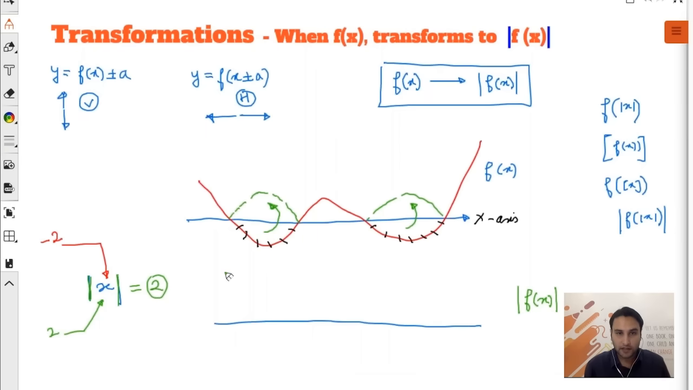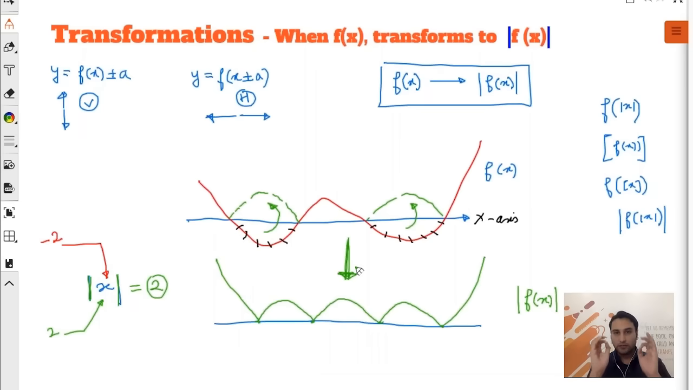How will it look? The positive portion will remain as it is. The negative portion will have jumped up and become positive. Positive remains as it is. Negative again jumped up. Positive remains positive. So actually this is the graph of mod f(x). Super simple. What do you have to do? Just make the graph, wherever the graph is below the x-axis, look at me in the video, just fold it up. Just fold it up. That is your mod f(x), modulus of f(x), absolute function of f(x) graph. Super duper important for IIT.